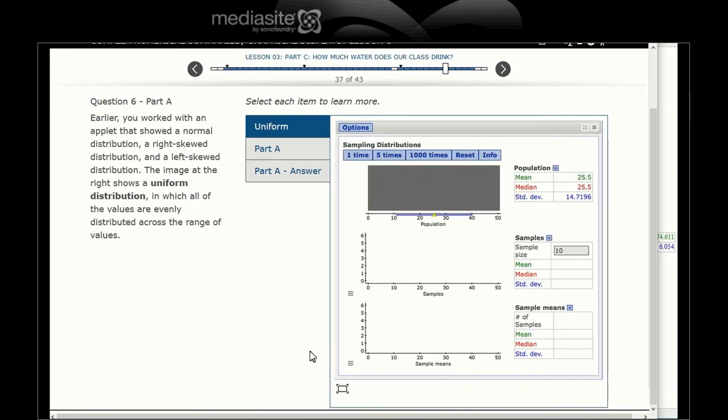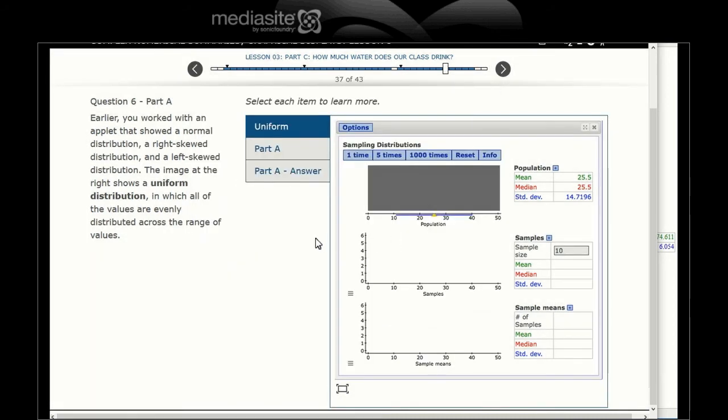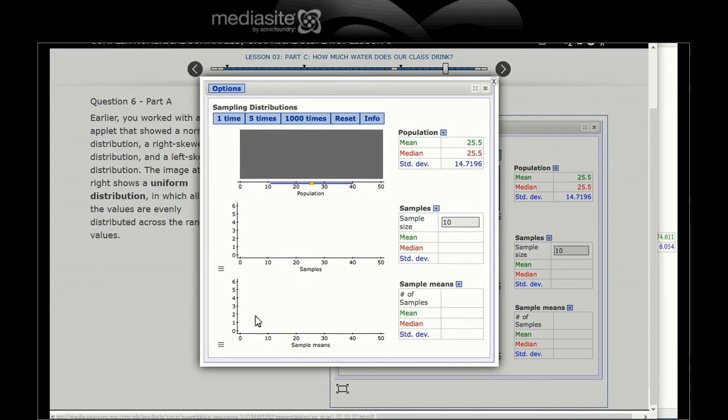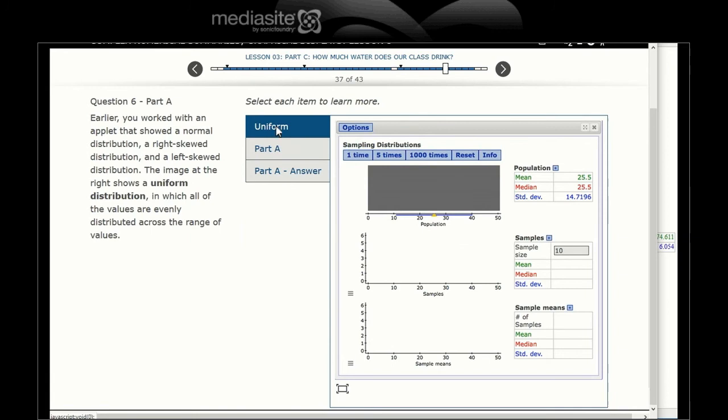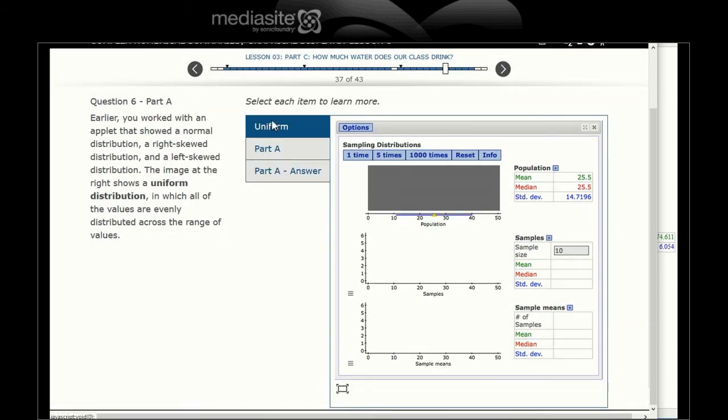What's next? Okay, earlier you worked with an applet that showed a normal distribution, a right skewed distribution, and a left skewed distribution. I think I had an applet for that one. The image at the right shows a uniform distribution, in which all the values are evenly distributed across the range of values.